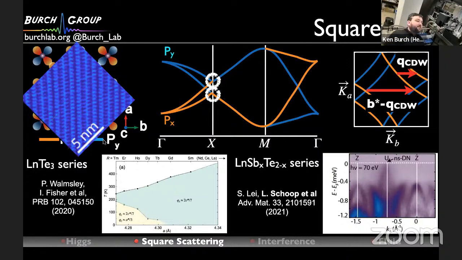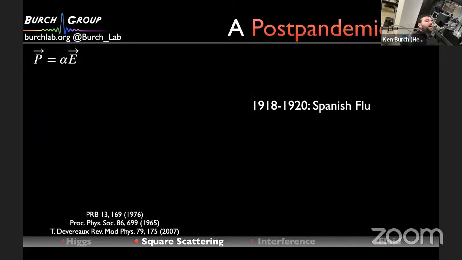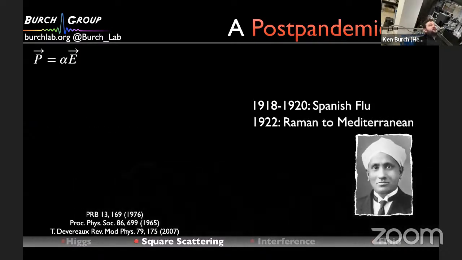However, for the rest of the talk, I'm going to focus on the LnTe3 series. Our work on LnTe2 is ongoing, but nonetheless, they're still quite interesting. Okay, so why have we turned to Raman? I think it's really a post-pandemic tool. As you may know, after the last pandemic, Raman traveled to the Mediterranean, which is when he got the idea for Raman scattering.